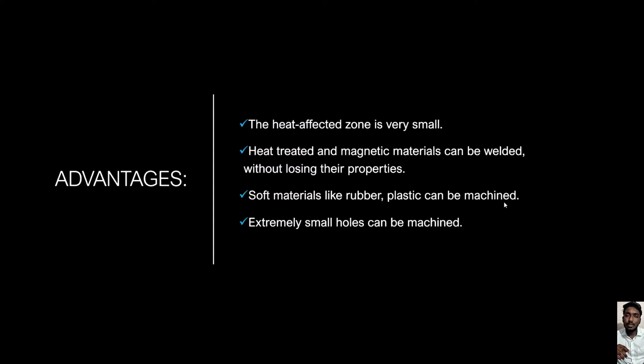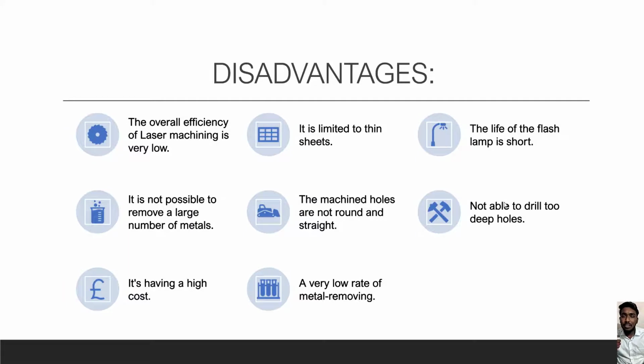Let us get on to the disadvantages of it. The main disadvantage is that the efficiency of laser beam machining is very low and its cost is very high. The lifetime of the flash lamp of laser beam machining is very low. It is limited for thin sheets. It is allowed for moderate and thick sheets only. It is not applicable or advisable for thin sheets. It is not able to drill a deep hole, etc.